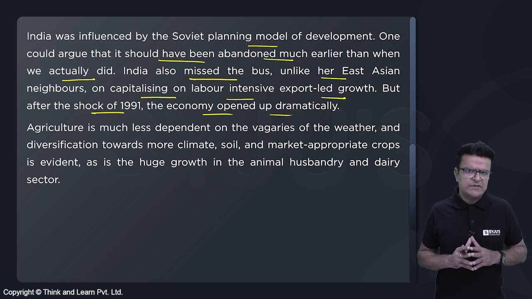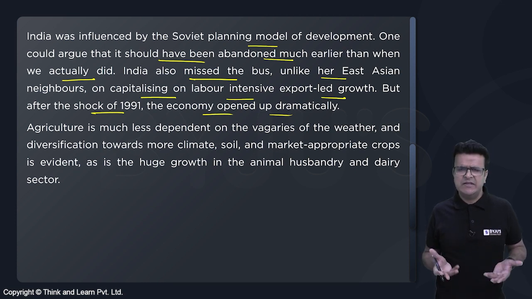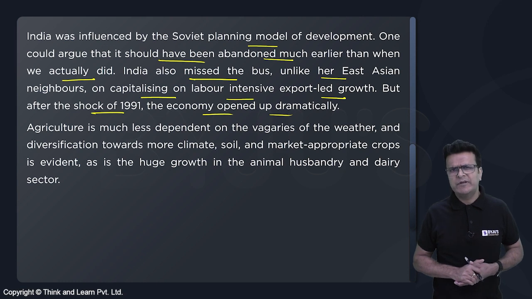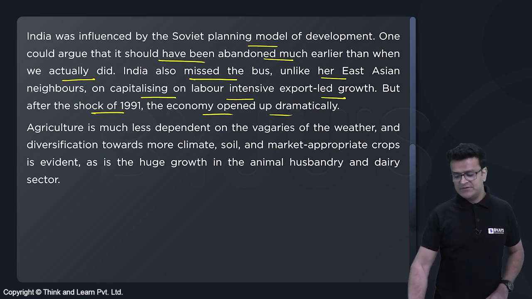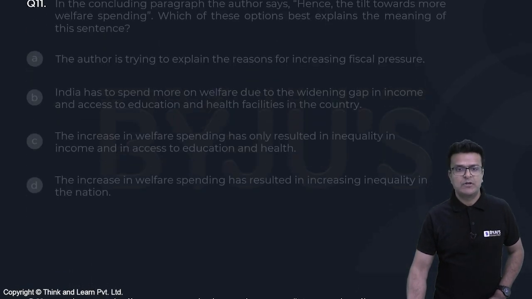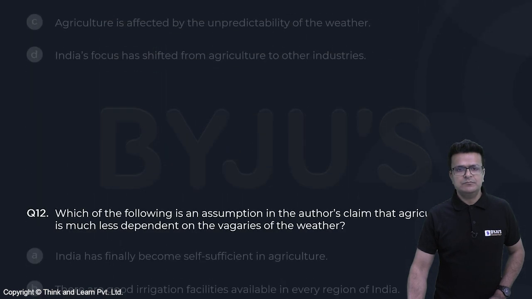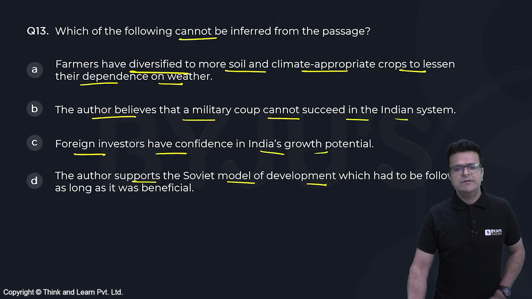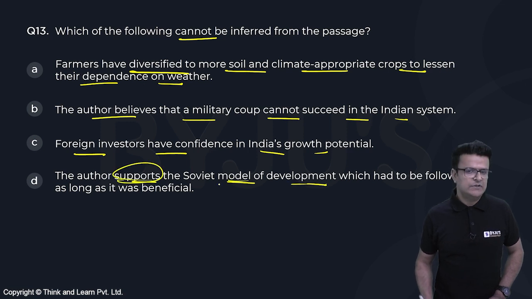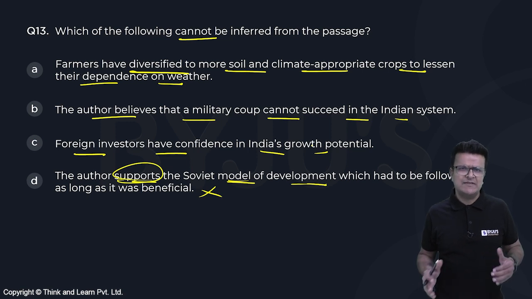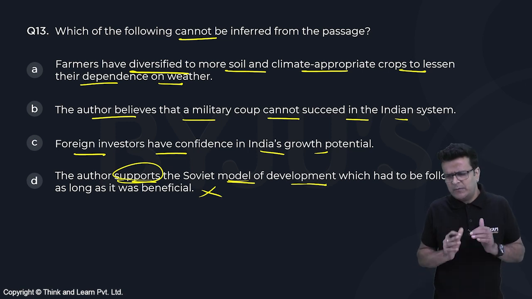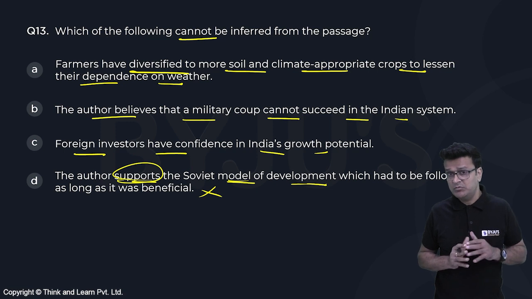At the max, the author is saying that probably, as people say, we should not have followed it for a very long time. But is he for or against? That's not very obvious. And therefore, in this question, option D says the author supports the Soviet model of development. This is something we cannot infer. The author does not support. The author probably in fact says we did not do a good job there. So probably he's slightly against it, but not support definitely.